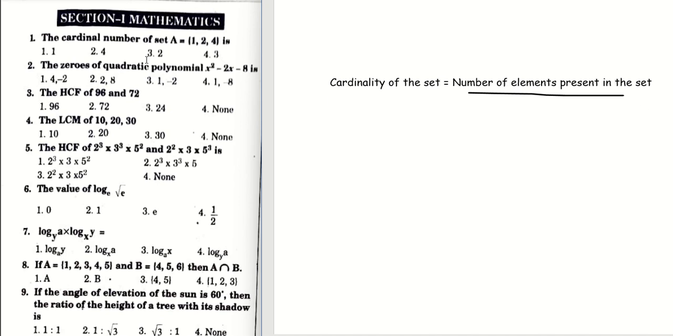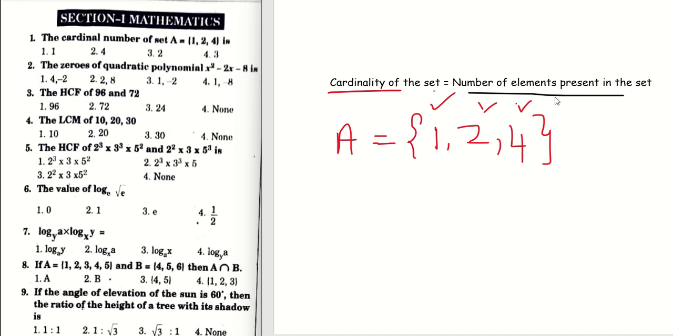So what is the number of elements? How many elements have they given? What is the set they have given over here? A equal to 1, 2 and 4, right? So this is a set given to you. So how many elements are there? 1, 2, 3. So what is cardinality as we know? It's the number of elements present in the set. So how many elements are present in the set?